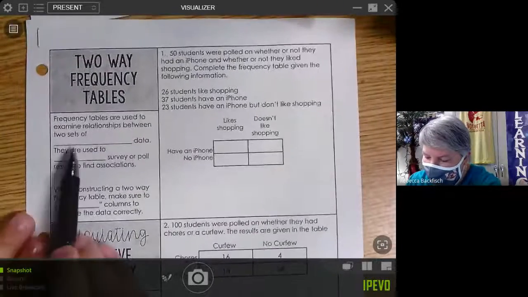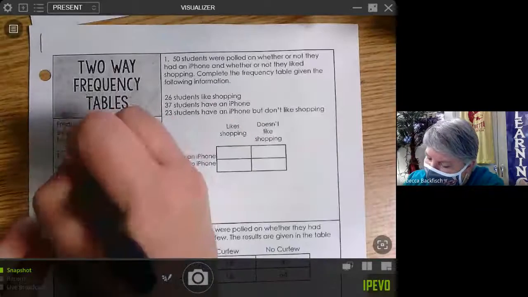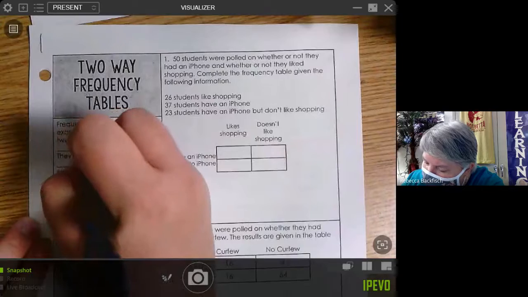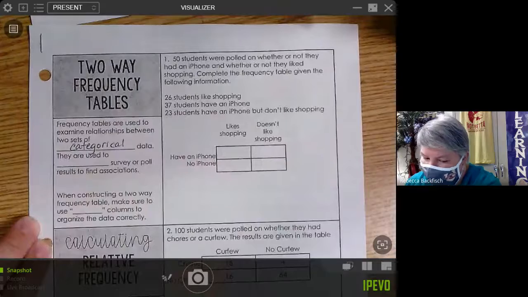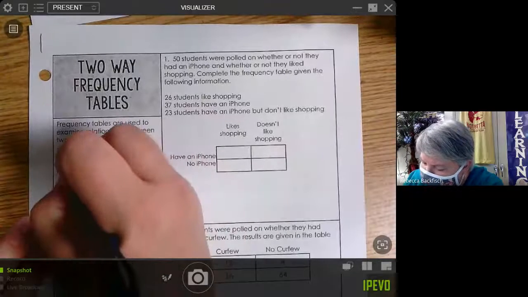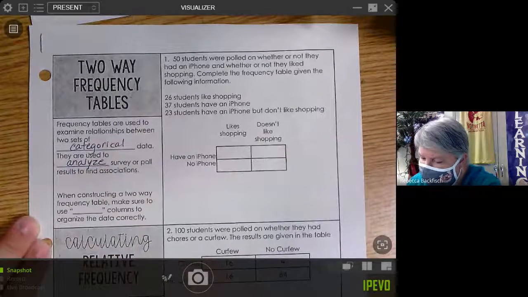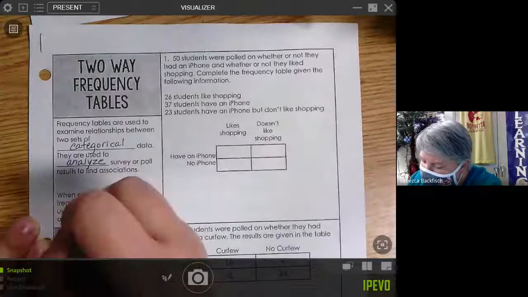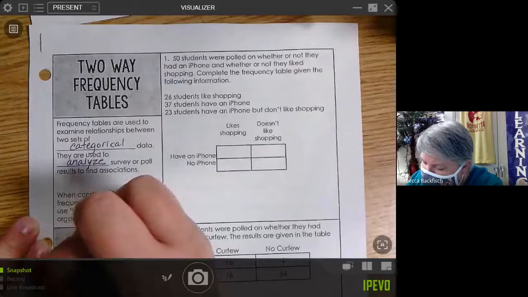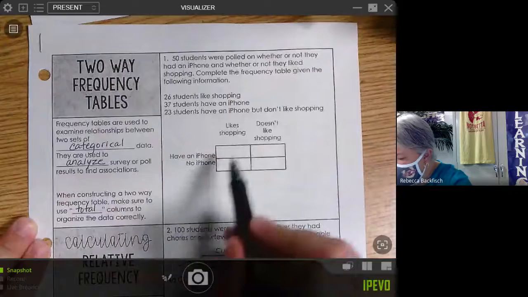What we're going to fill in over here, it says frequency tables are used to examine relationships between two sets of categorical, like categories, categorical data. They are used to analyze survey or poll results to find associations. When constructing a two-way frequency table, make sure to use total columns to organize the data correctly. Okay, so we're going to add on to this.